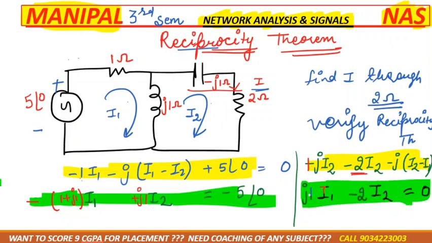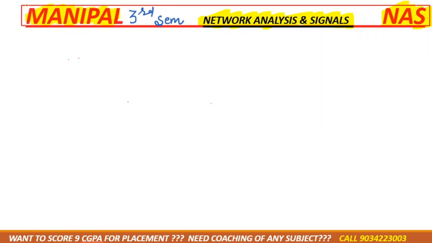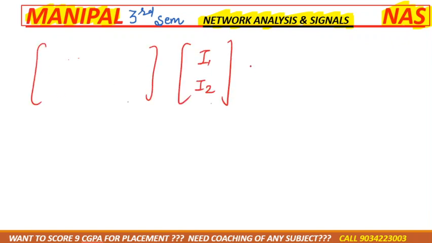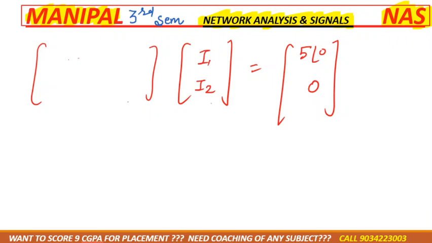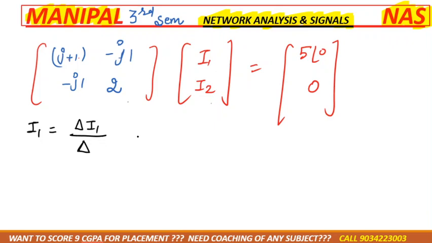Now you need to convert it into matrix form, right? How will you do it in matrix form? It would be I1, I2, and the constant is 5 angle 0. Try to avoid a minus on the right-hand side, so change the sign of the whole term. Then tell me the matrix form. I1 is how much? Delta I1 by delta, right?